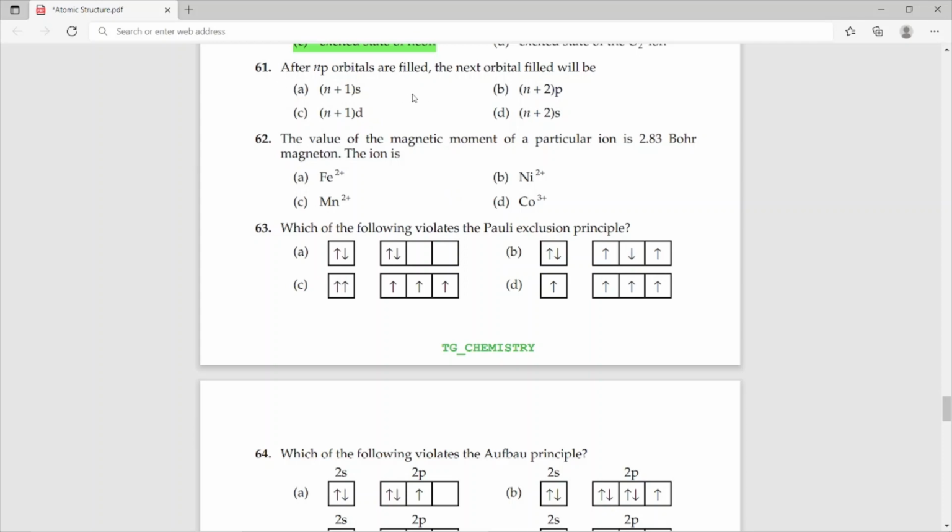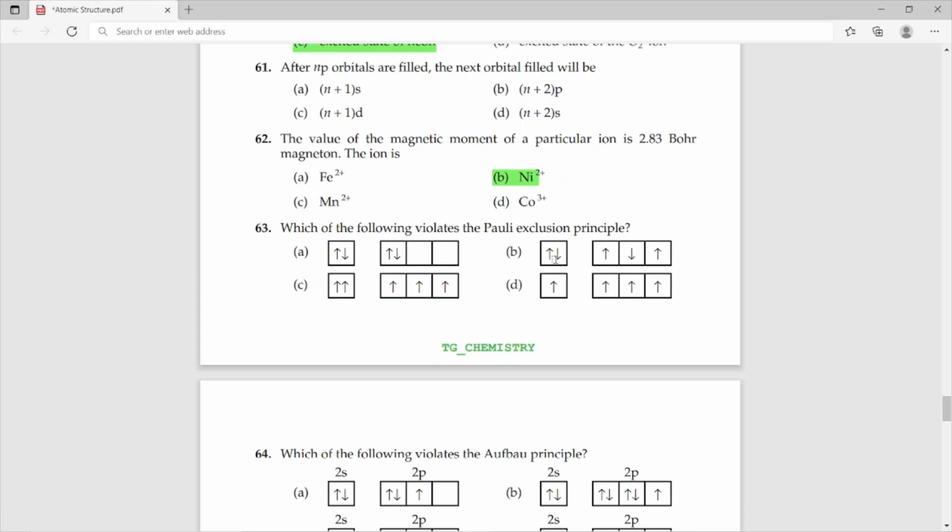61st question is, after np orbitals are filled, the next orbital filled will be. Which will be the next orbital to be filled? The right answer should be (n+1)s. Then comes the question: the value of the magnetic moment of a particular ion is 2.83 Bohr magneton. Which ion does it refer to? The right answer is option B, nickel 2+.